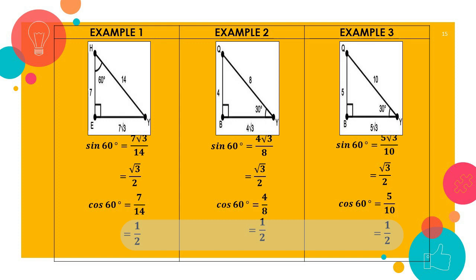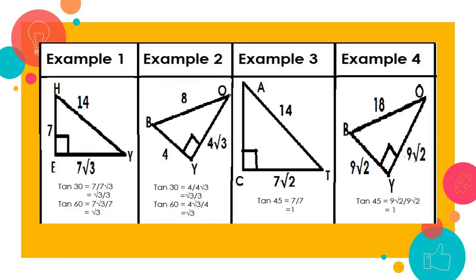On the other hand, tangent 30 degrees always leads to square root of 3 over 3. Meanwhile, tangent 60 degrees always gives us square root of 3.